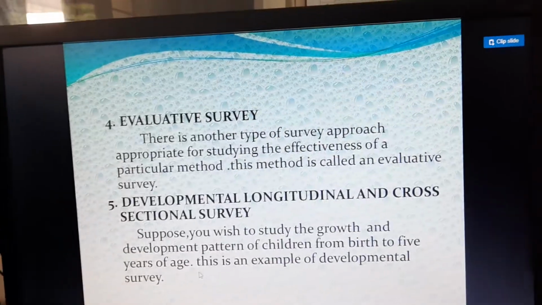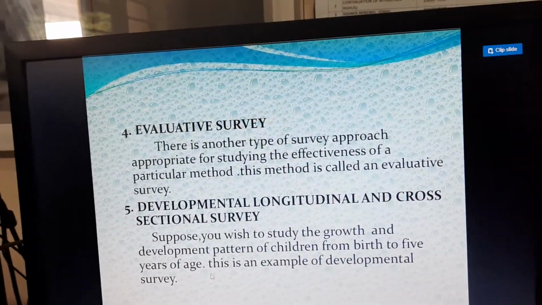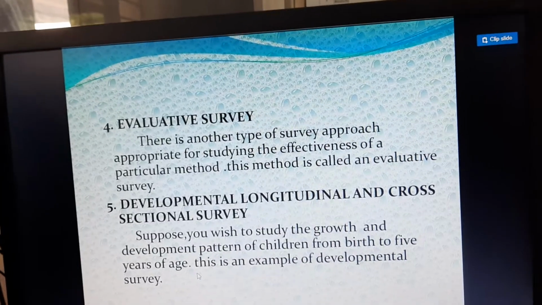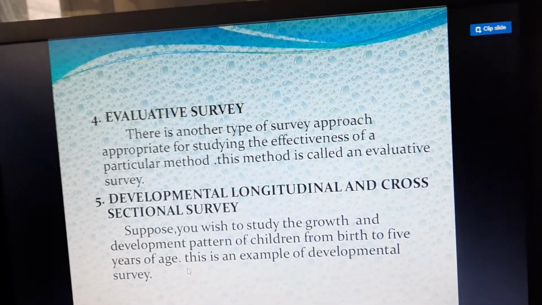Understood? So the next one is the evaluative survey. That is another type of survey approach, appropriate for studying the effectiveness of a particular method.